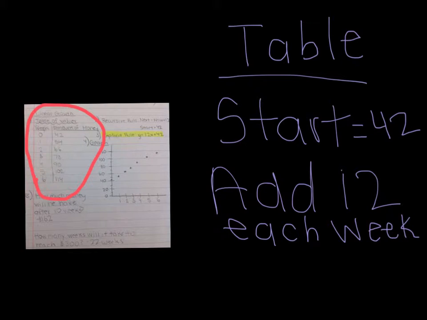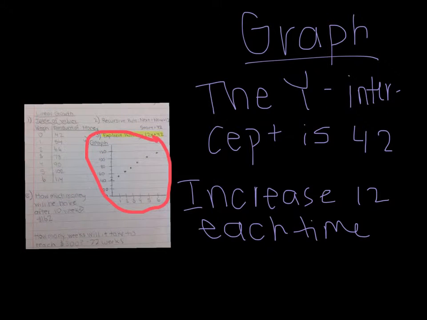So starting with the table, the start is 42, so at week 0, you have 42. And then you're adding 12 each week, so with each week, you're going to make the number 12 bigger, so I'm just adding 12. So for the graph, the y-intercept is 42, which is basically the start value. And then with each week, you're increasing 12, so the point will be 12 higher, but one x value bigger, I guess.